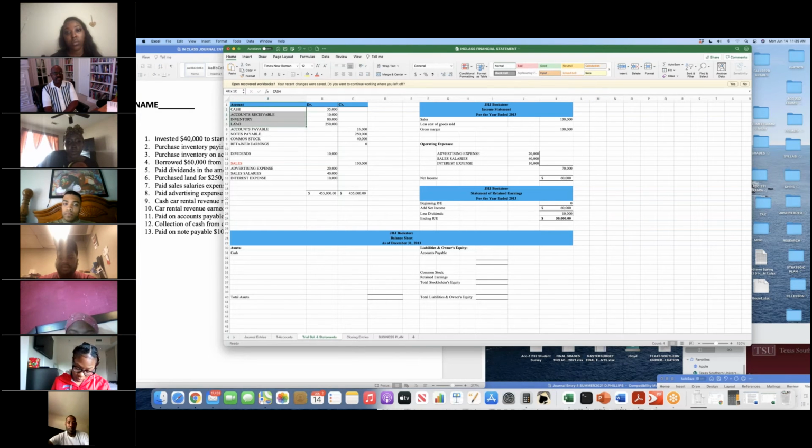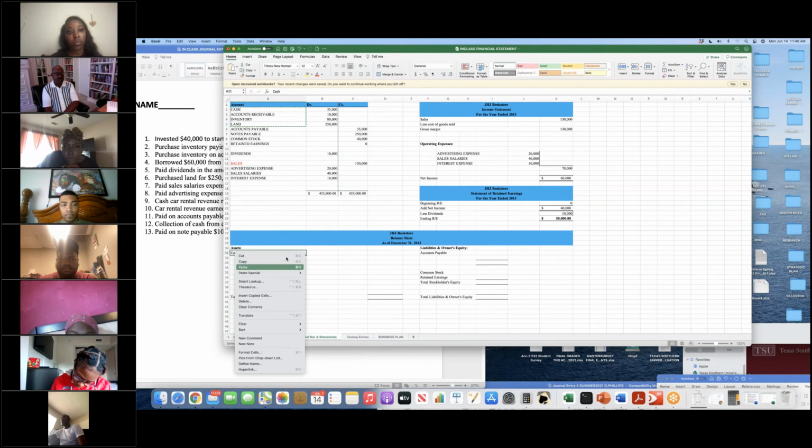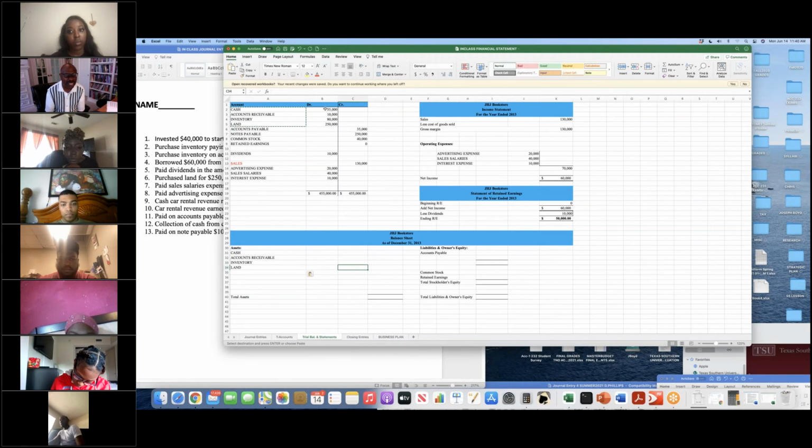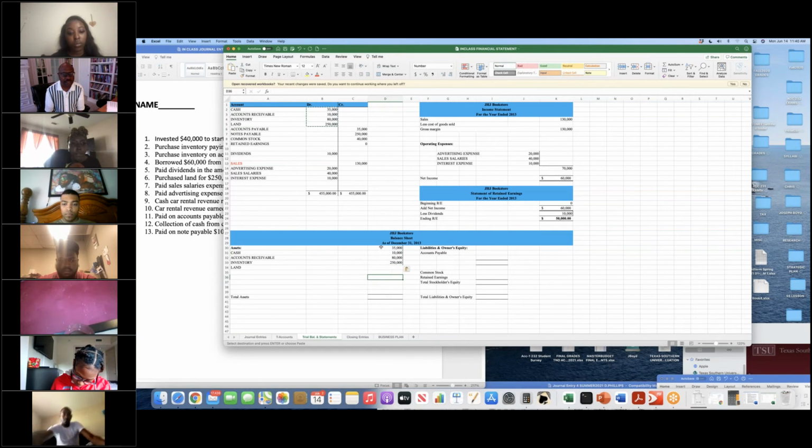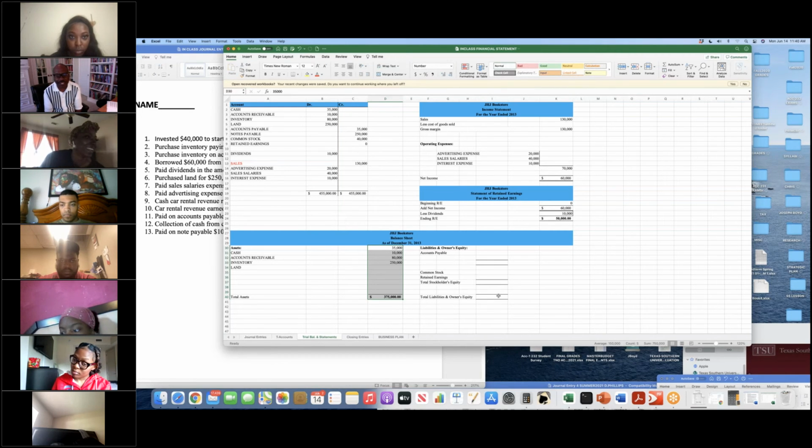We're going to take our assets. And we'll do it in more detail later, but we're just trying to get them in here now. Then we get our dollar amounts. And we auto sum these. Our total assets is 375,000. So this number needs to be 375 also.